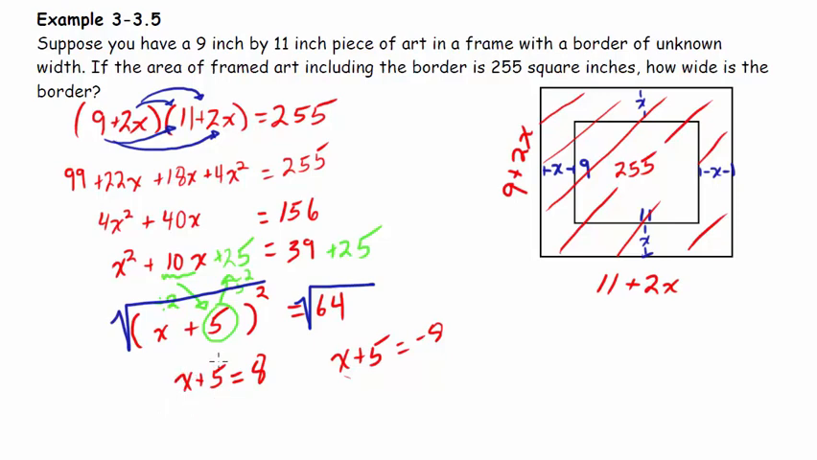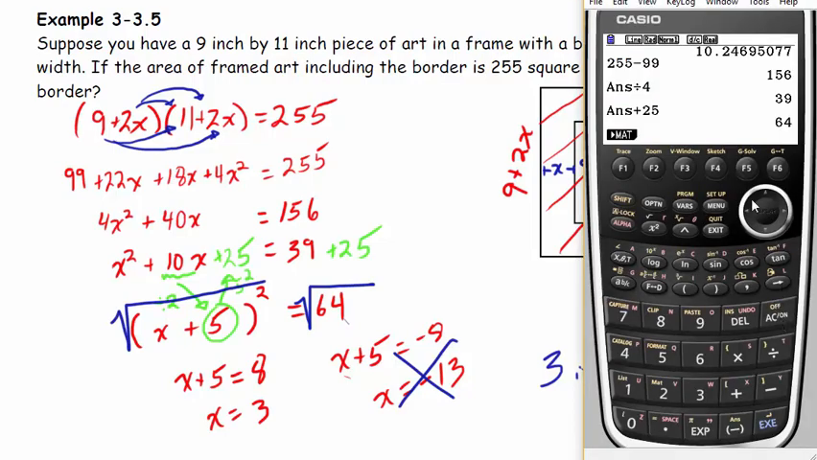So we're going to subtract 5 from both sides, and I get a value here of 3. And then over here, if I subtract 5, I get negative 13, I believe. Alright, now if I'm thinking about the border of this, obviously negative 13 doesn't make sense. So we're going to get that the border here is 3 inches. Alright, and that's how we might solve this, by completing the square.